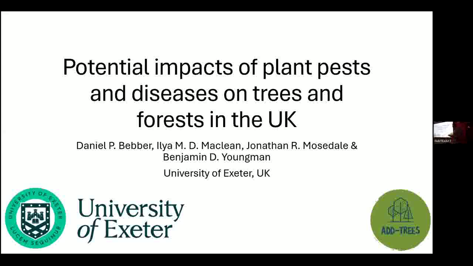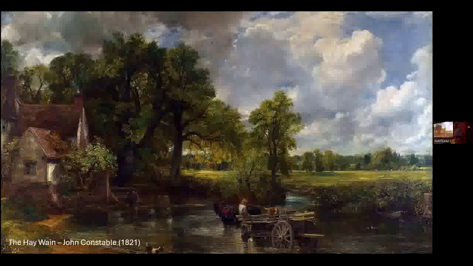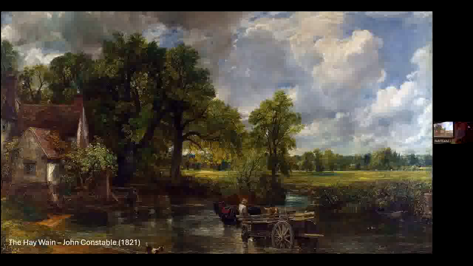Okay, this is The Haywain painting by John Constable, painted in 1821. Just give you a few seconds to look at it. It's just lovely, isn't it? Okay, that's probably enough. I'll ask you later why I showed you this.